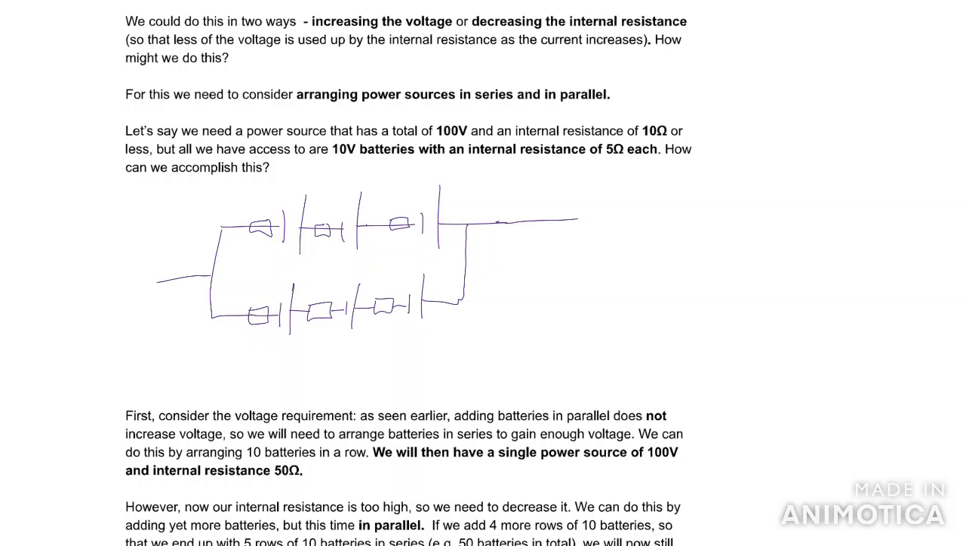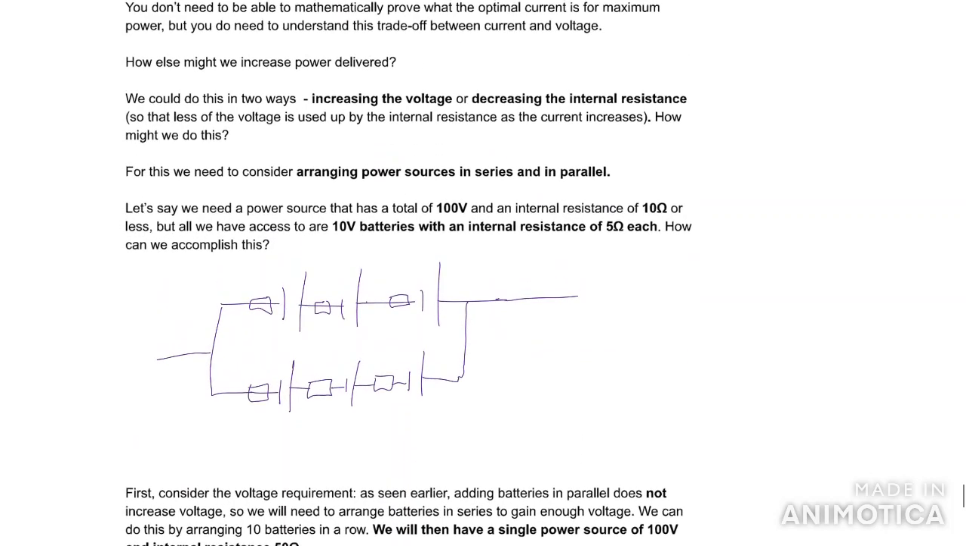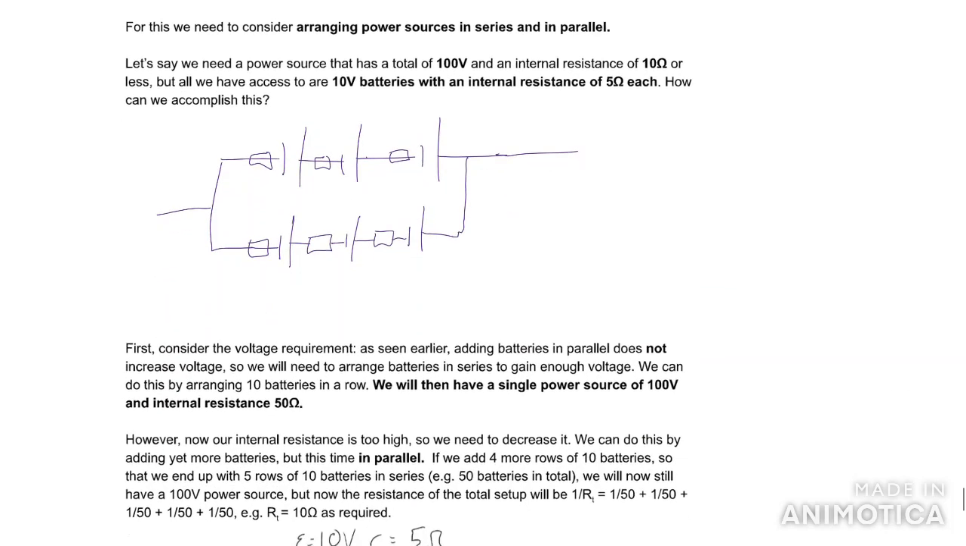And so if we do that, we've got 10 batteries in a row, and that will give us a single power source of 100 volts, but internal resistance 50 ohms. So we then need the same voltage, but internal resistance 10 ohms. And so how can we do that? Well, the only way we can do that is by adding more of them in parallel.